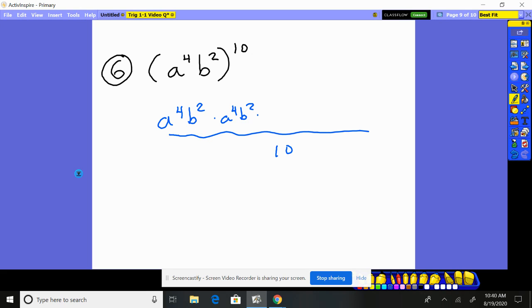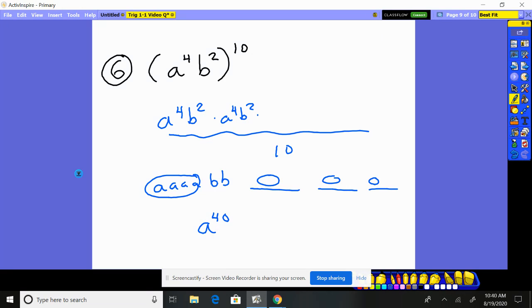So if we think about this, we have a to the fourth and b squared, and we're multiplying that time and again, 10 times. So if we just look at the a's, we have 4 of them here, 4 of them here, 4 of them here, 4 of them here, 10 times. That would create 40 of them. If we look at our b's, you have 2 of them here, 2 of them here, 2 of them here, out 10 times. That's going to create how many? 20 of them. So that would be our answer. Again, sometimes we're not going to be able to write everything out. We're going to have to use our head, but we want to think what it means.